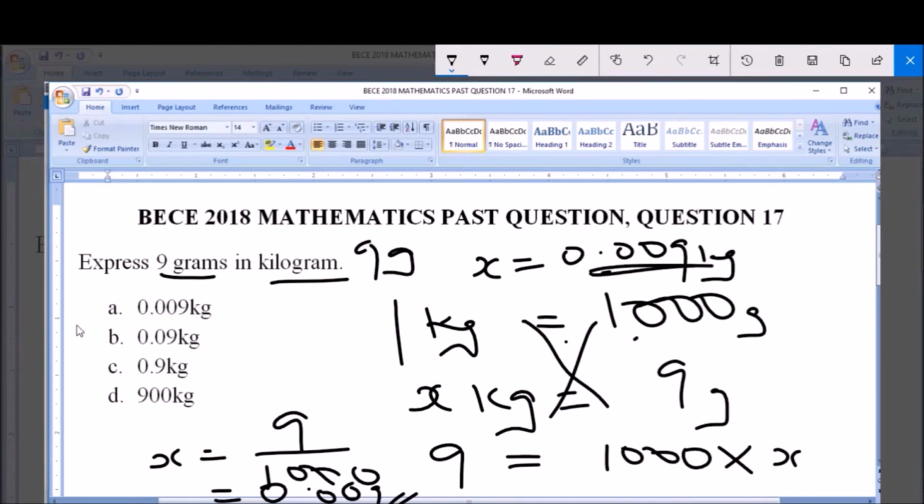A says 0.009 kilogram, which is correct. B says 0.09 is wrong. C says 0.9 wrong, and D says 900 wrong. Remember I said 1 kilogram is equal to 1000 gram. Therefore, to express 9 gram in kilogram, we divide this 9 by 1000. And dividing it by 1000, we have 0.009. And because of that, we say A corresponds to our answer, and A is our right answer.